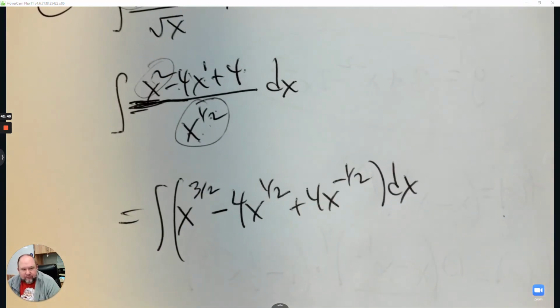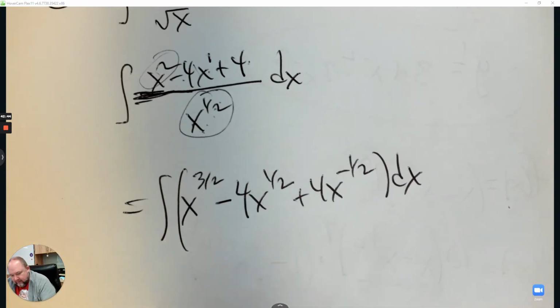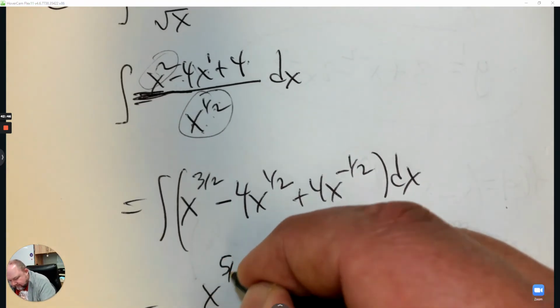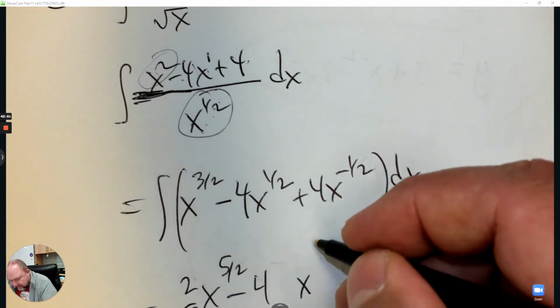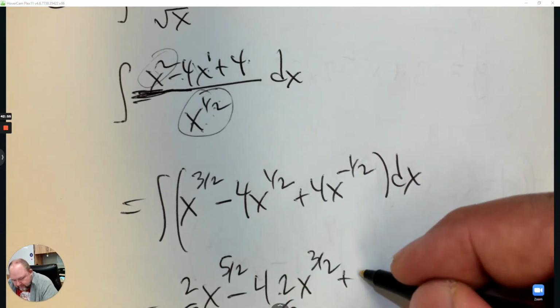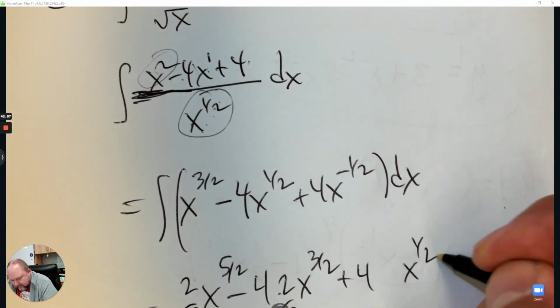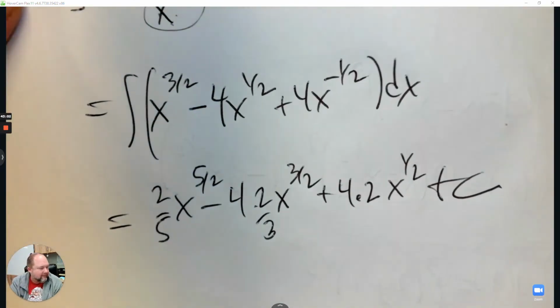So have the algebra skills to simplify them as exponents. And then add 1, and then the reciprocal. Add 1, and then the reciprocal. Add 1, and then the reciprocal. And then don't forget your children in the back seat. Here we go.